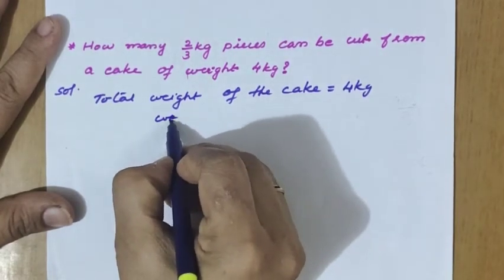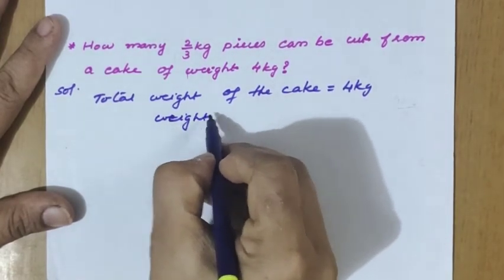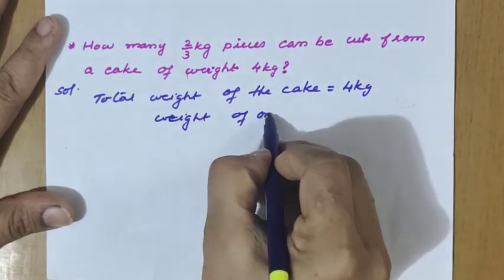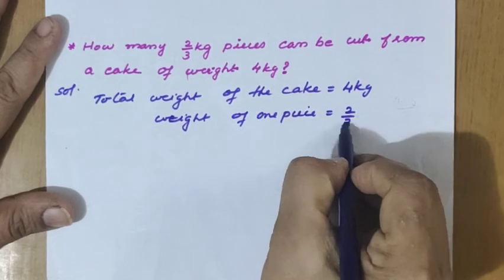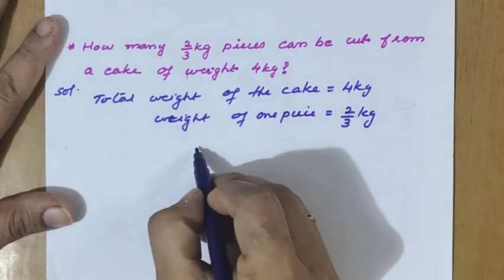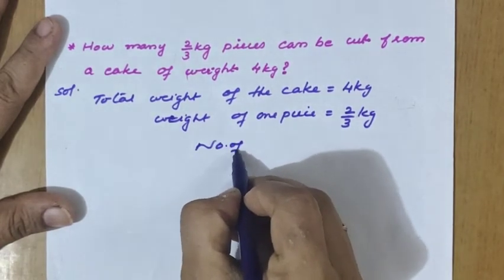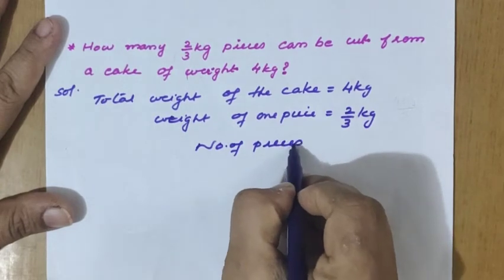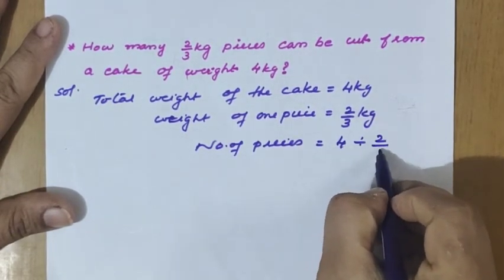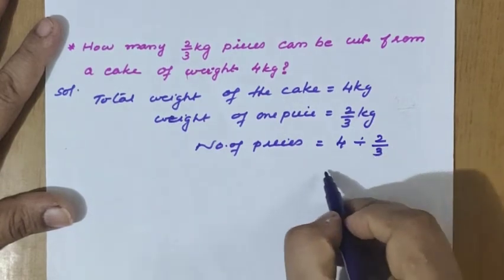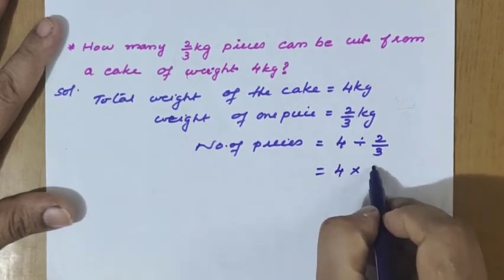Weight of one piece equal to 2 by 3 kg. So what is the next question? Number of pieces. So the total divided by the one piece cake weight only. So 4 into 3 by 2.